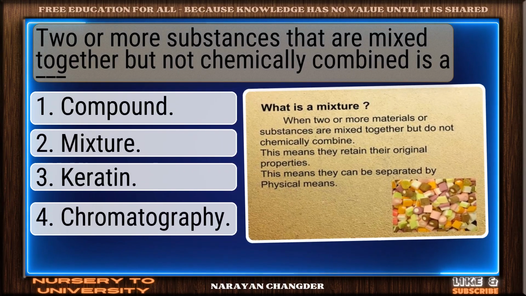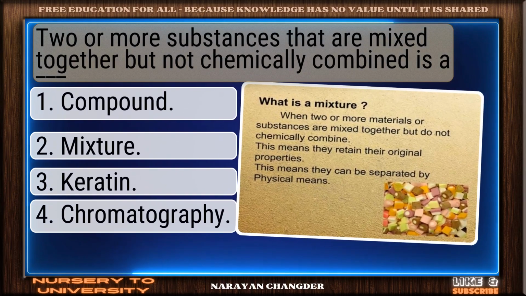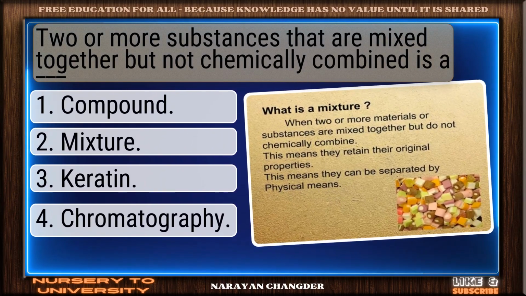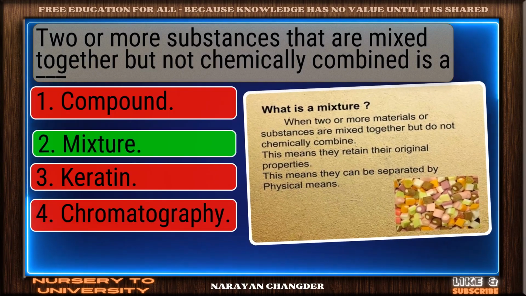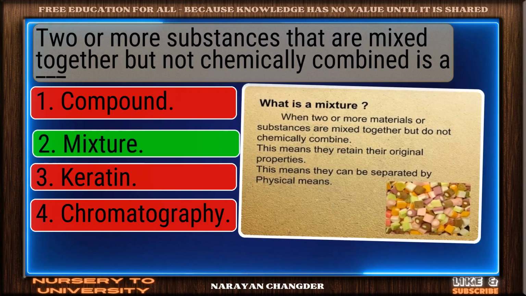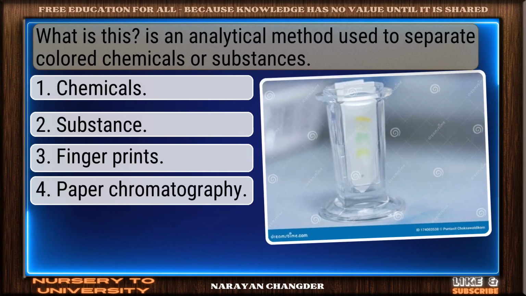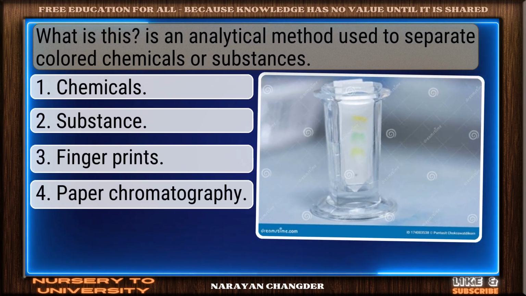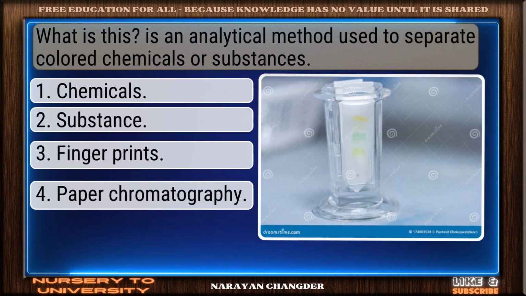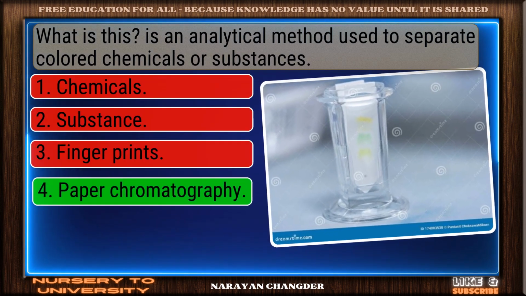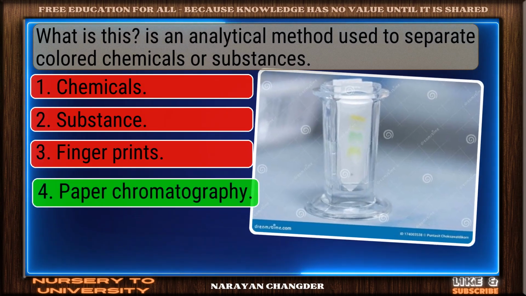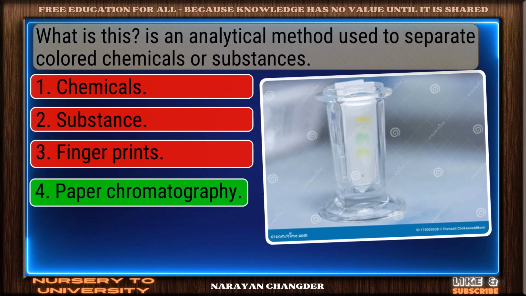Two or more substances that are mixed together but not chemically combined is a dash. Sharp thinking. Mixture is the right choice. What is this? An analytical method used to separate colored chemicals or substances. You chose paper chromatography, and it is correct.